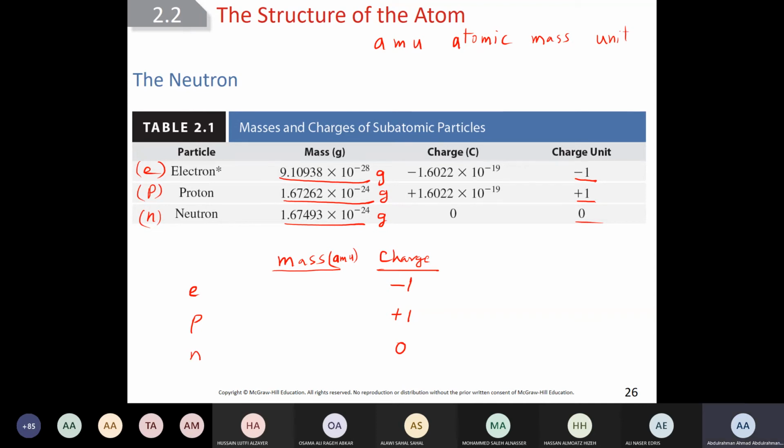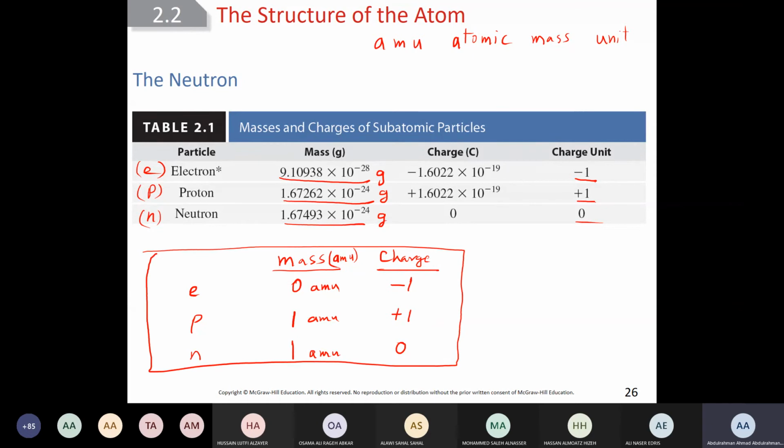Atomic mass unit. In this case, I will say for proton it is 1 AMU, for neutrons it is 1 AMU, and for electrons it's very small, so they consider it to be 0 AMU. Clear? I want you now, this minute, to memorize this table extremely well. It's very easy.